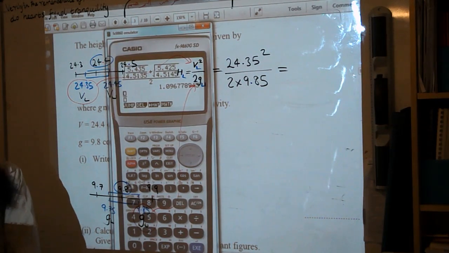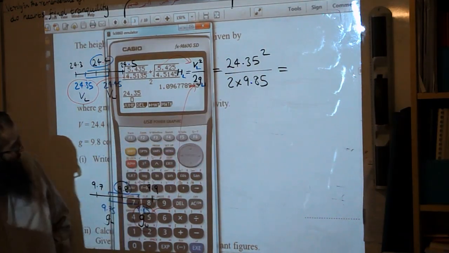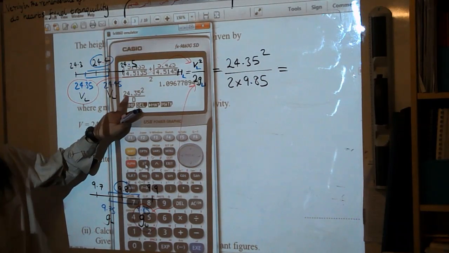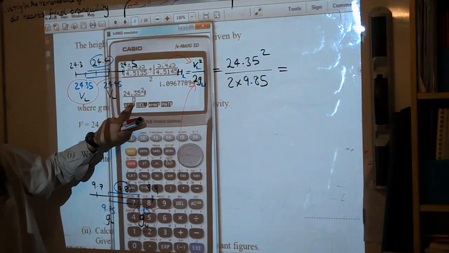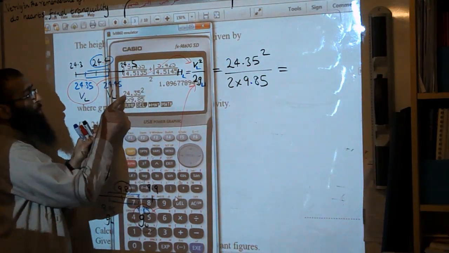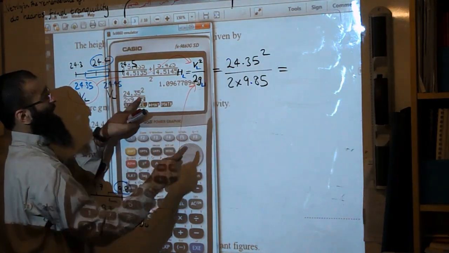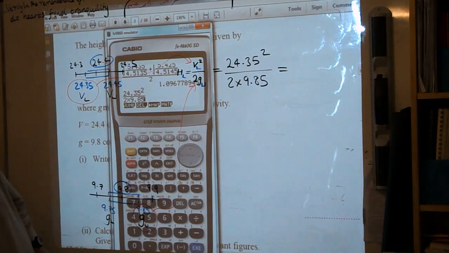So we need a fraction button. Fraction button's here. 24.35, you have to type that in now. 24.35 squared. That matches here. Bring the replay down to the bottom, so we can type in 2 times by 9.85 over here. So what we see here as the calculation is exactly what we see here. 24.35 squared is here, divide is here, 2 times by 9.85 is here. That's it. Now we press EXE to give us an answer.